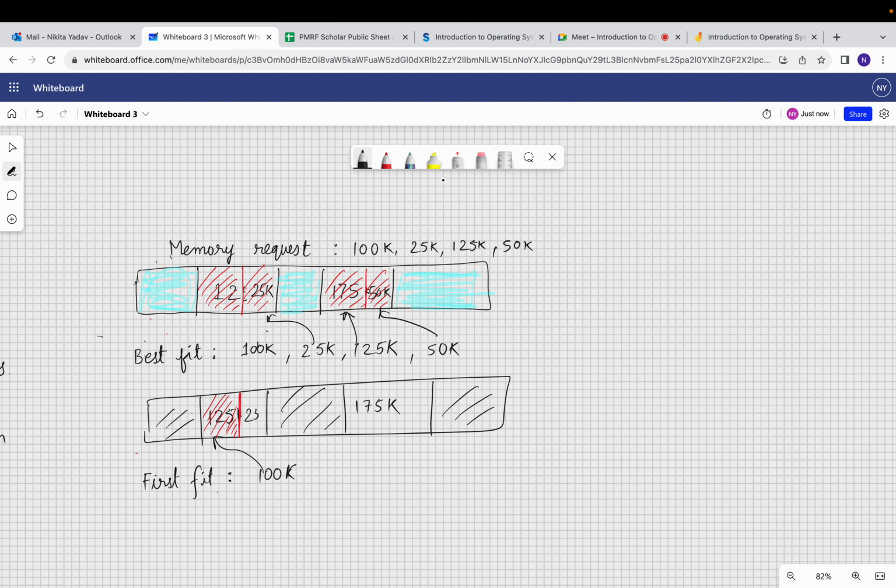Okay, next request is 25 kilo, so again you are going to scan from the left side, and you find this block is free, so you're going to store it here. After that, the next request is 125 kilo, so you will store it here, and then the next is 50 kilo, so both of them together is 175, and of course they can be stored here. So in this manner, first fit also is able to serve all the memory requests.